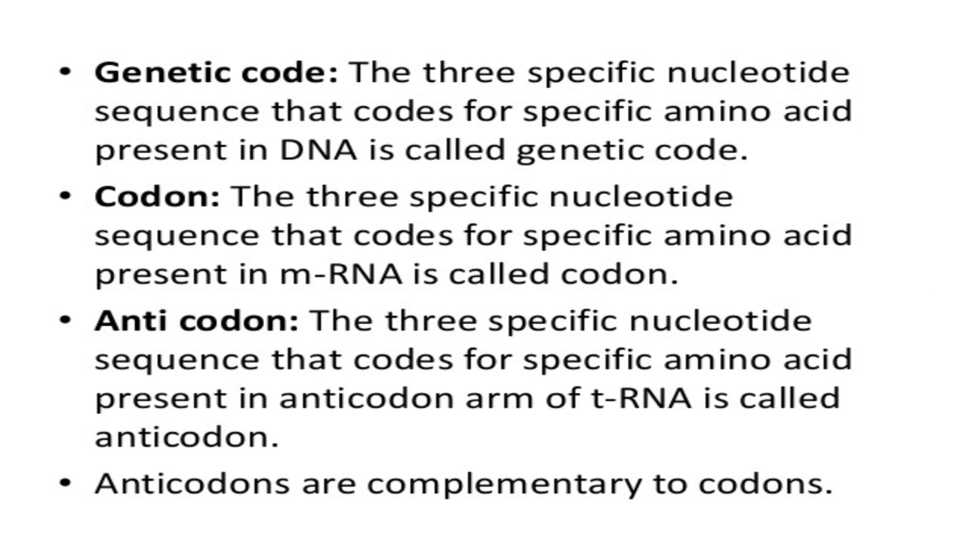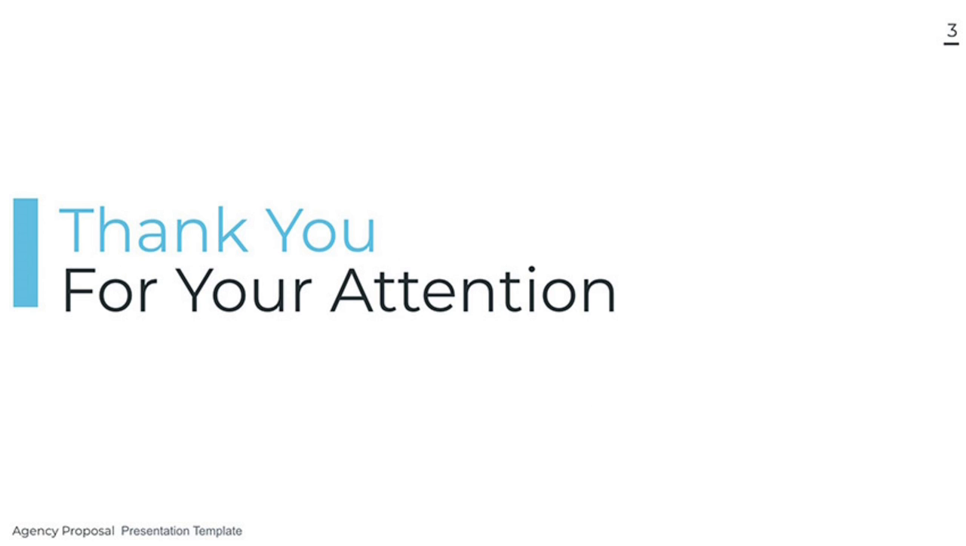Genetic code: the three specific nucleotide sequence that codes for the specific amino acid present in DNA is called genetic code. And the codon: the three specific nucleotide sequence that codes for the specific amino acid present in mRNA is called codon. Anticodon: the three specific nucleotide sequence that codes for the specific amino acid present in the anticodon arm of tRNA is called the anticodon. Anticodon is complementary to codon.